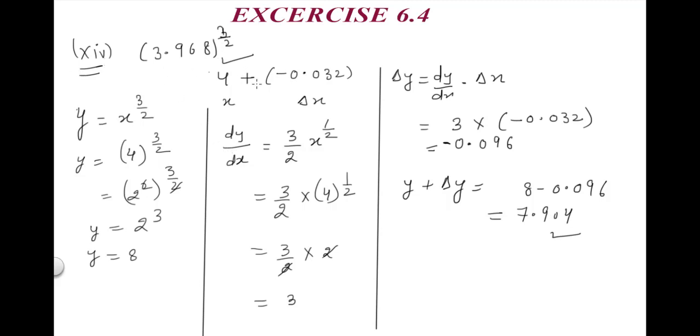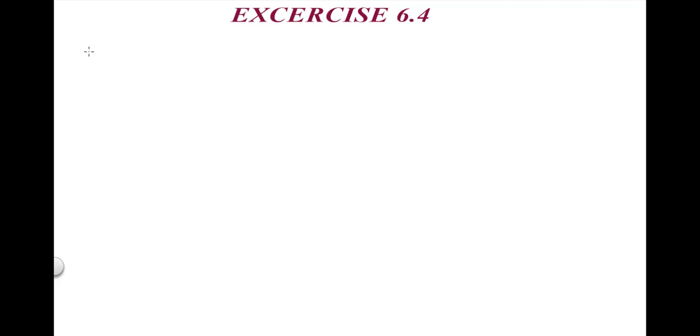Now let us discuss the last part of question number 1, which is part number 15. In the 15th part we have to find 32.15, whole power is given as 1 upon 5. Now we have to look for a number which is the 5th power of some number, so that we can cancel this 5 which is there in the denominator of the fraction.